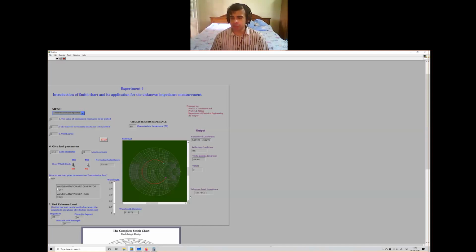Next week we will not perform an experiment. Next week there will be a theory class on the admittance Smith chart and how it works. The experiment will be done the week after, and it will be about admittance. Again, we will use the Smith chart.